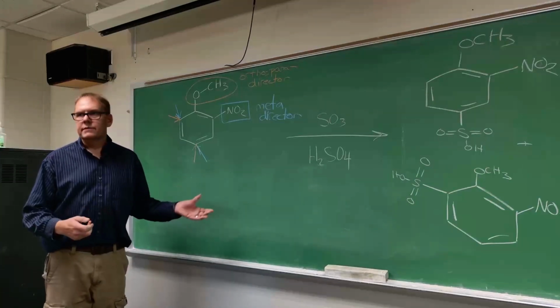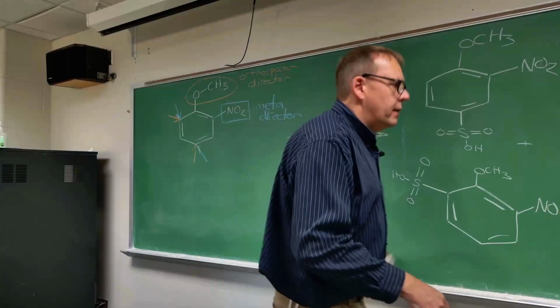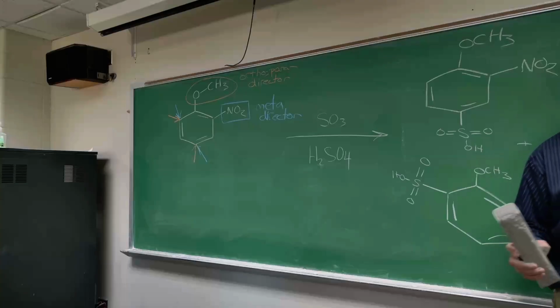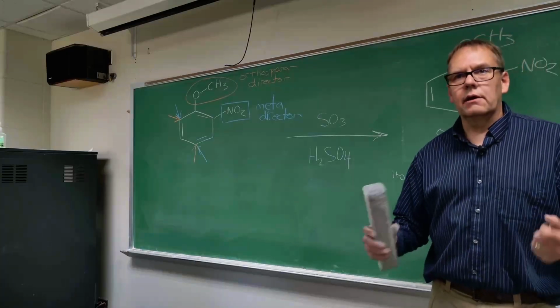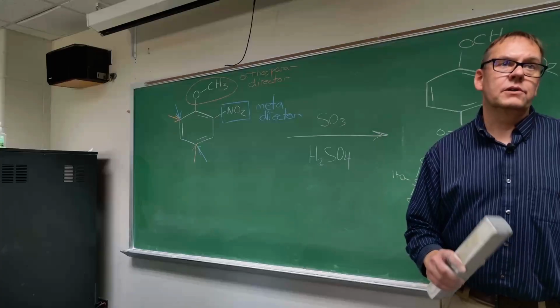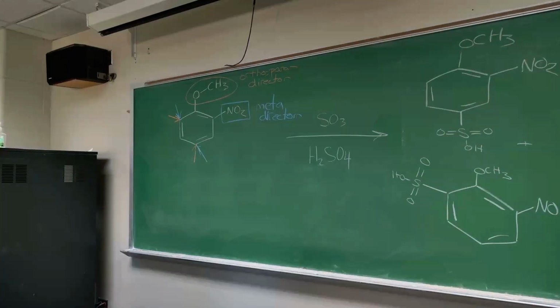All right, that's the case that's like the most straightforward. But the thing is, the groups aren't always arranged in a way where they agree on where the substitution should happen. Sometimes they are in conflict. They disagree. And so under those conditions, you have to know what's going to happen. And this is the second situation that we're going to talk about.